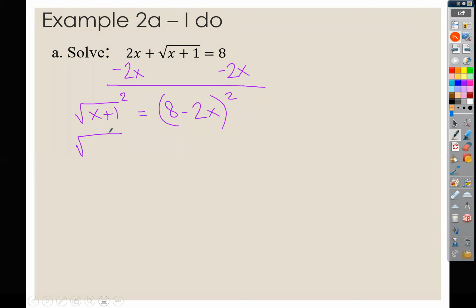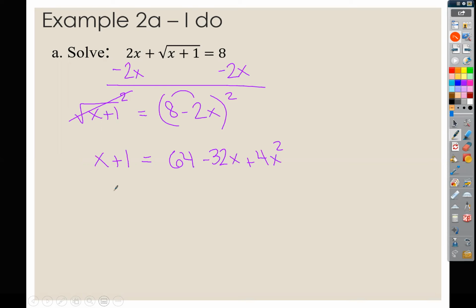The square and square root cancel each other out. So just x plus 1 equals, square it, multiply and double. So I get negative 32x.